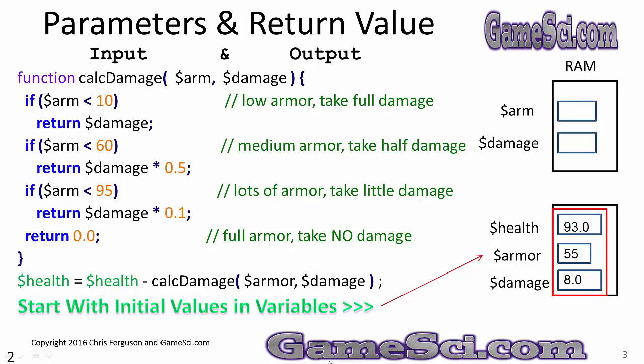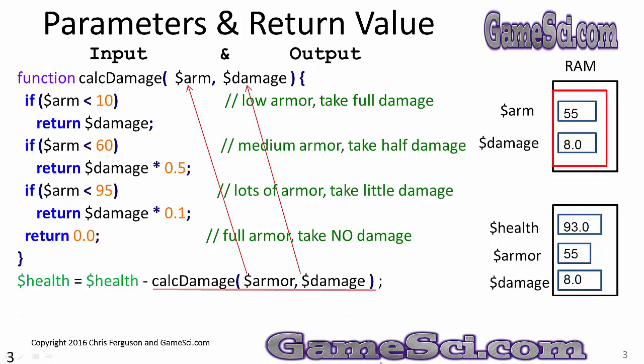I'm going to set up some variables over here on the right and just assign them values. Health has 93, armor is currently at 55, and the damage value for whatever just hit us is going to be an 8.0. Let's call calc damage, and based on these current factors, decide how much damage should occur to the user when they get hit. We'll send armor and damage as arguments to calc damage, and you can see they show up in the parameters. Arm is 55 and damage is 8.0.